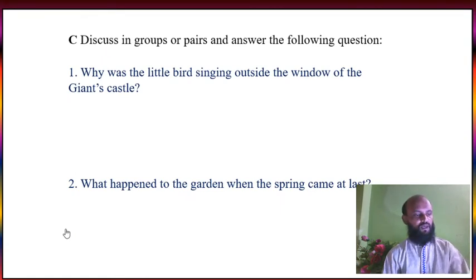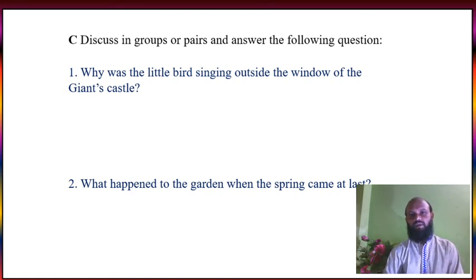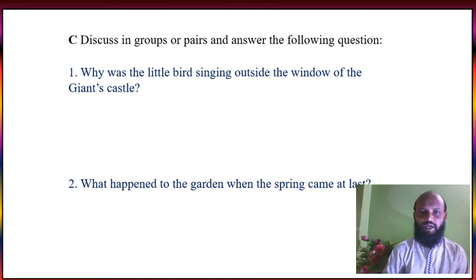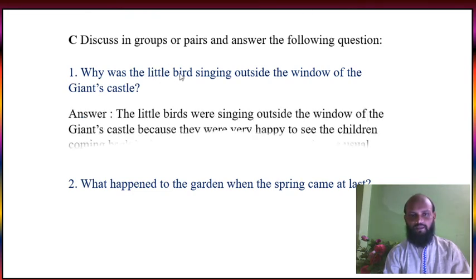Now we will discuss C. Section C, where you have 3 questions for you. The first one is, why was the little bird singing outside the window of the giant's castle? Can you guess why? You can write down the answers if you like.